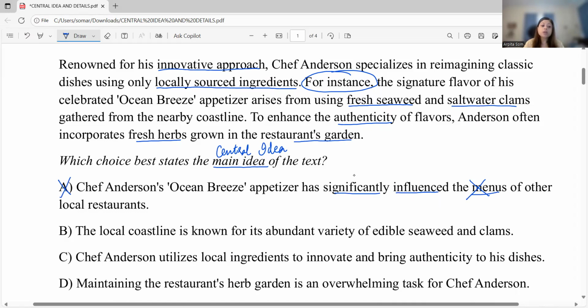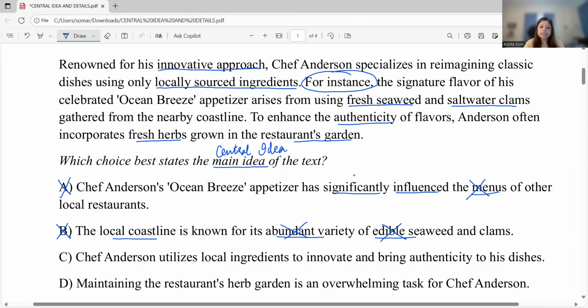All right. Now look at option B. The local coastline is known for its abundant variety of edible seaweed and clams. Abundant variety. Where is it mentioned in the text? That the local coastline is known for its abundant variety of edible seaweed and clams. Not given. You cannot prove it.